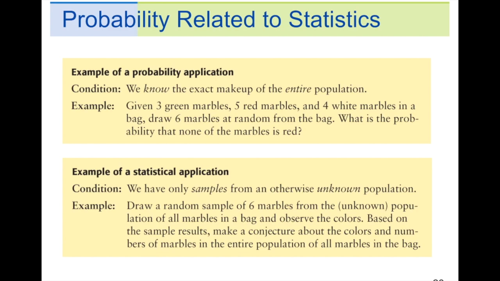Statistical application of it: we have only samples from an otherwise unknown population. Draw a random sample of 6 marbles from the unknown population of all marbles in the bag and observe the colors. Based on the sample results, make a conjecture about the colors and numbers of marbles in the entire population of marbles in the bag. So we're using the probability, the kind of thing we did in the first example, to help us with the second example of what the marbles in the bag look like.